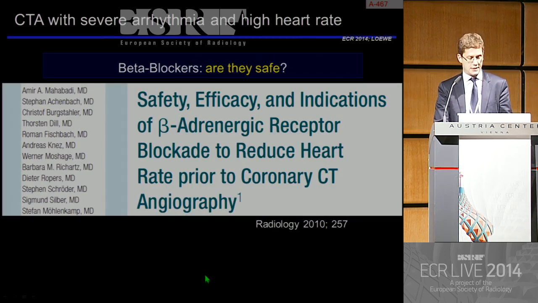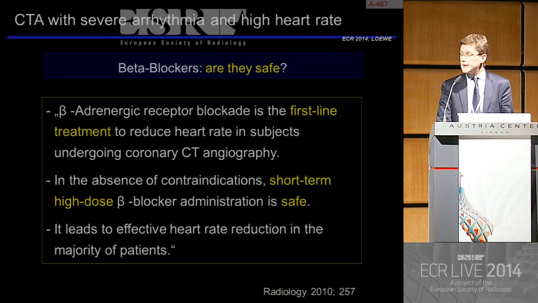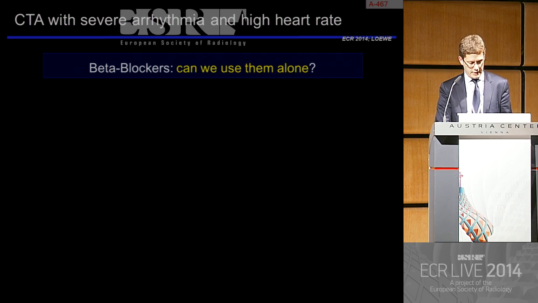Next question, are they safe, the beta blockers? Is there any danger to the patient? This is a very good consensus paper from Germany, published in Radiology 2010. And they concluded that beta blockers are the first-line treatment to reduce the heart rate. In absence of contraindications, a short-time, high-dose beta blocker administration is safe, and it leads to effective heart rate reduction in the majority of patients. So it's efficient and it's safe.